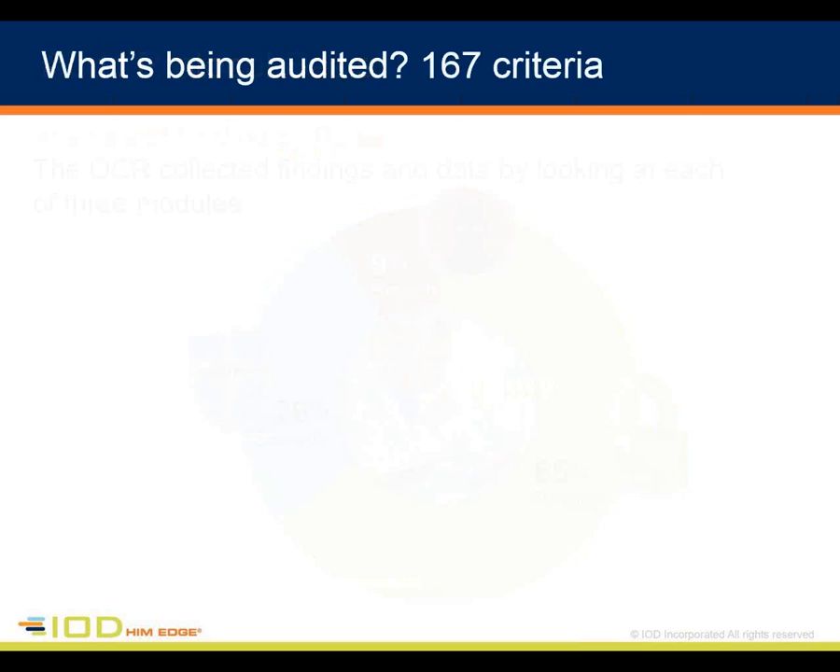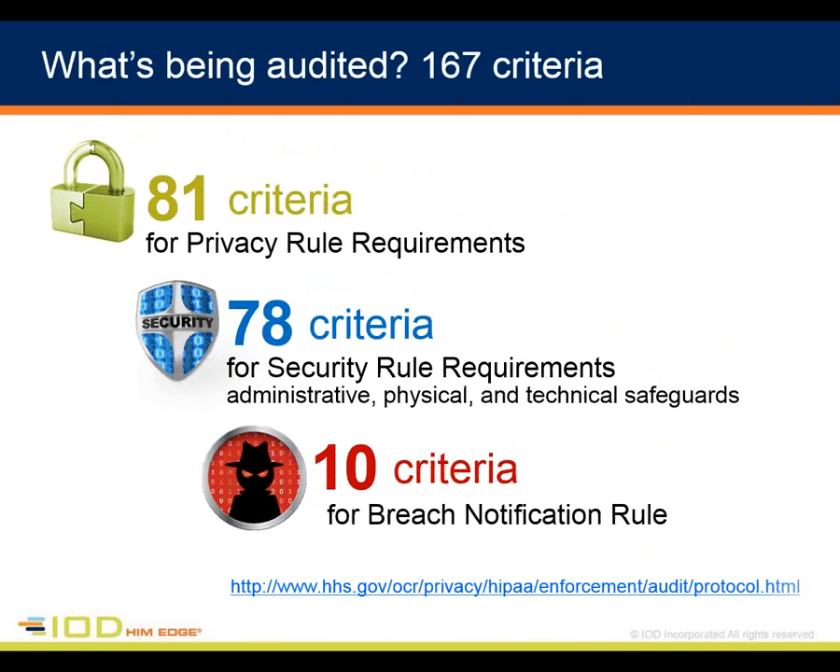So let's take a closer look at the criteria that the OCR is looking at. We know that they focus on 167 criteria, which can be found on their website. I will show you in a later slide exactly how that criteria is listed. 81 are focused on the privacy rule. 78% of the criteria are security, which encompasses administrative, physical, and technical safeguards. And then 10 of the criteria focus on the breach notification rule.